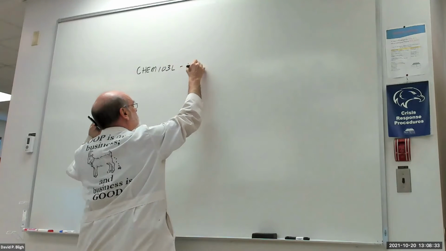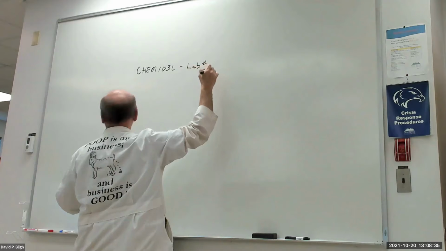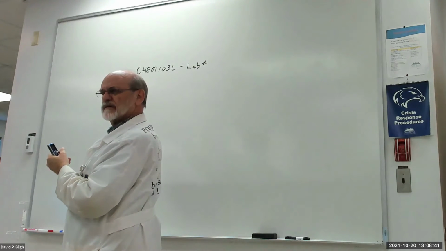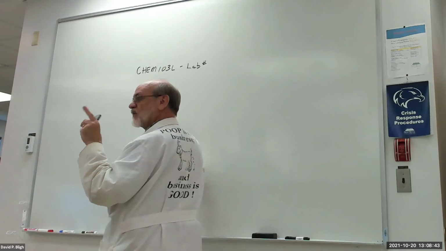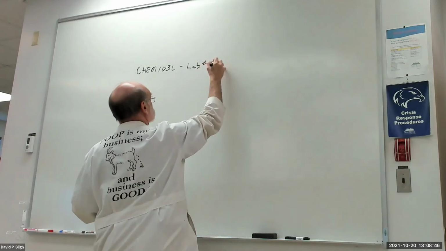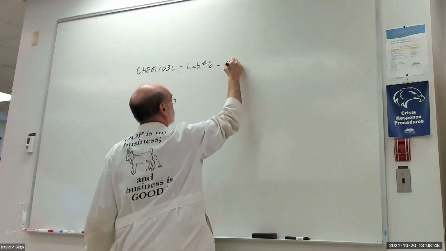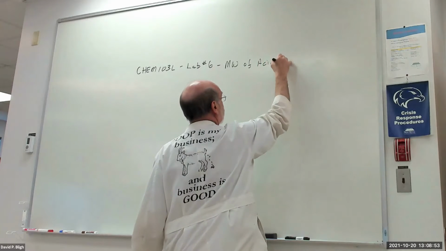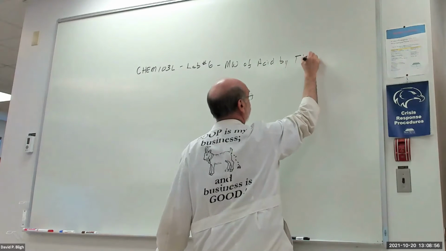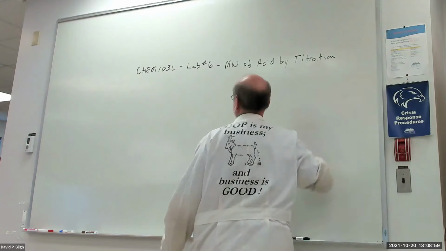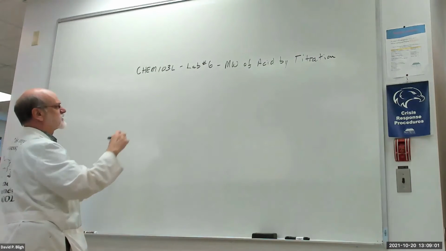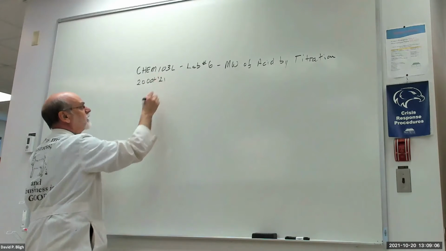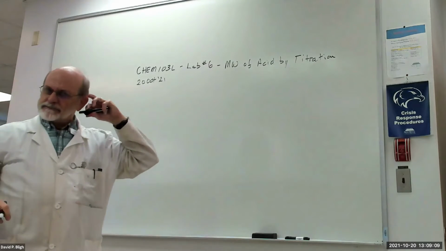This is lab, I forget which lab number that is. 5? Or is it 6? 6. Yeah, because there's 7 and we've all got one more after this one. 6. And this is the molecular weight of an acid by titration. Okay. Let's see, today's date is 20th, October 21.